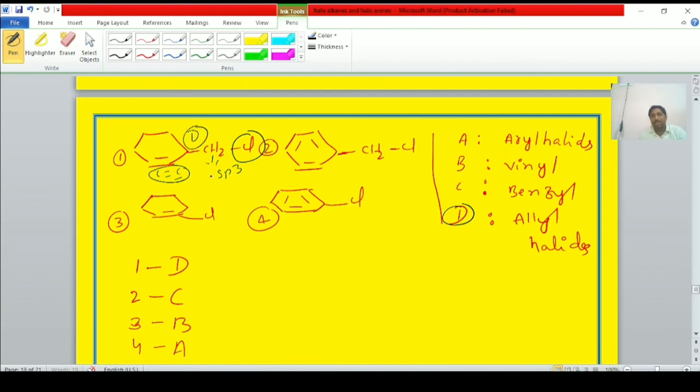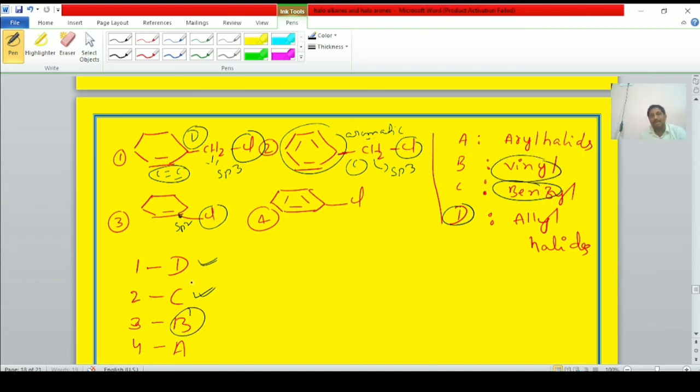Match the following. Next, the second one. Here the halogen atom is bonded to the sp3 hybridized carbon which is adjacent to the aromatic ring. This type is called benzylic halide. Hence here C is correct. Next, the third one. The halogen atom is bonded to the sp2 hybridized carbon atom directly, which is known as vinyl halide. B is correct.